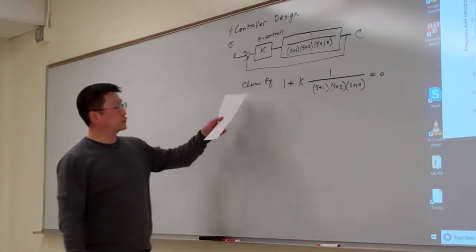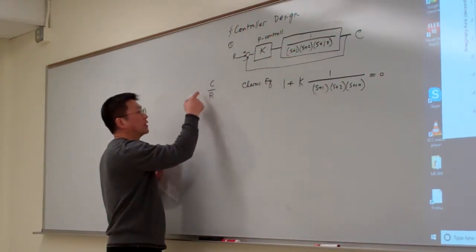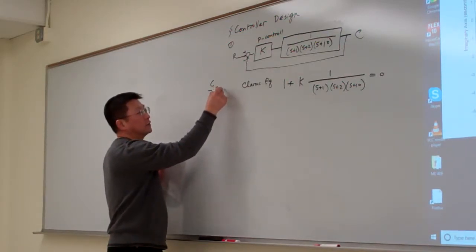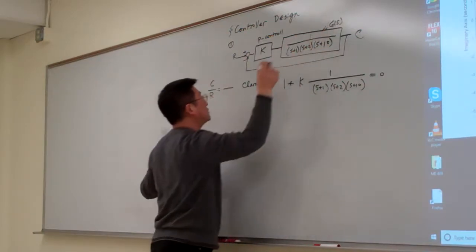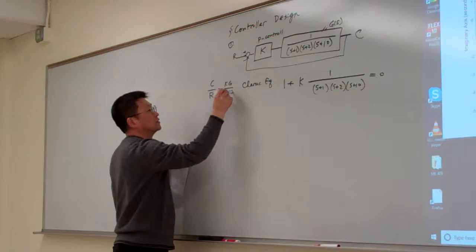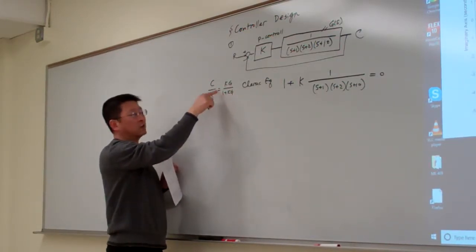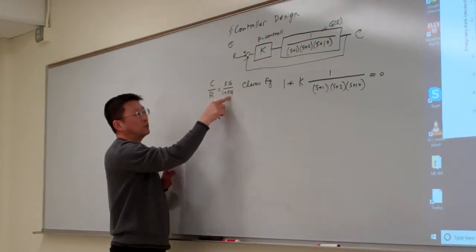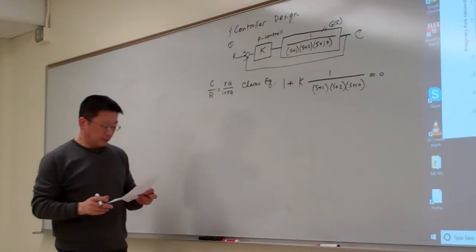To obtain the characteristic equation, you need to find C over R. For example, let me call this G(s). So C over R is KG over 1 plus KG. From here, we know the characteristic equation is the denominator of the closed-loop function. So 1 plus KG equals 0. That's what we need here.